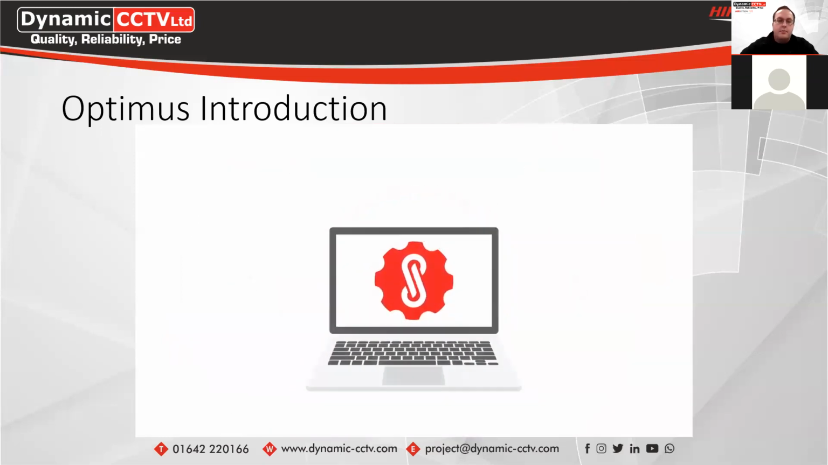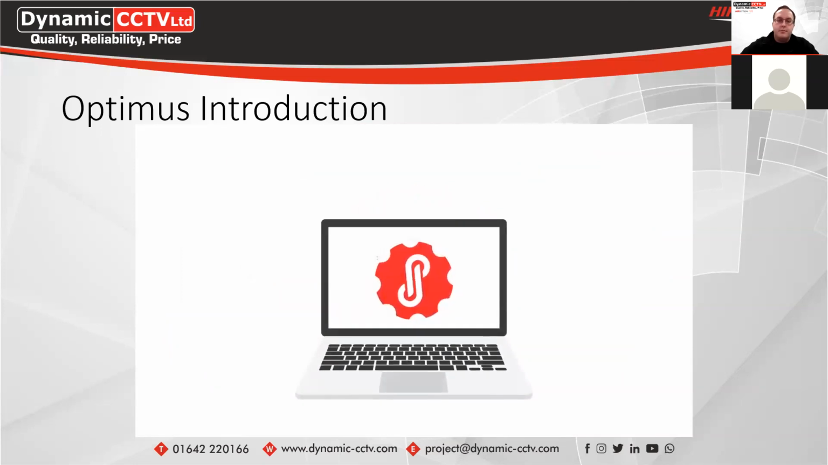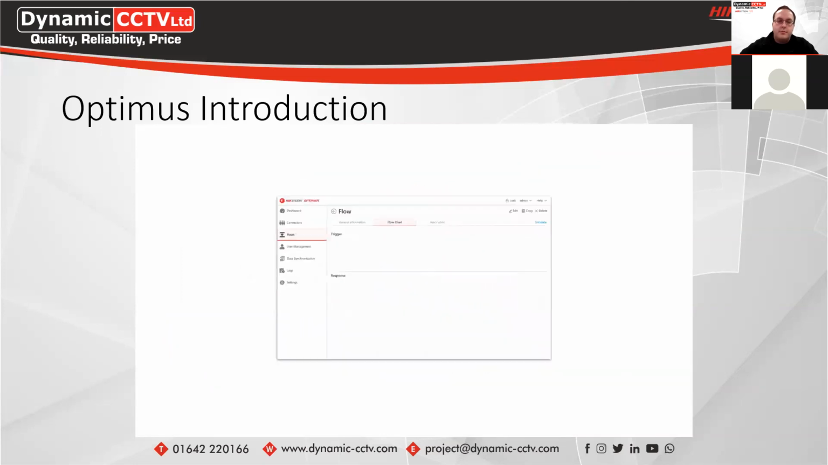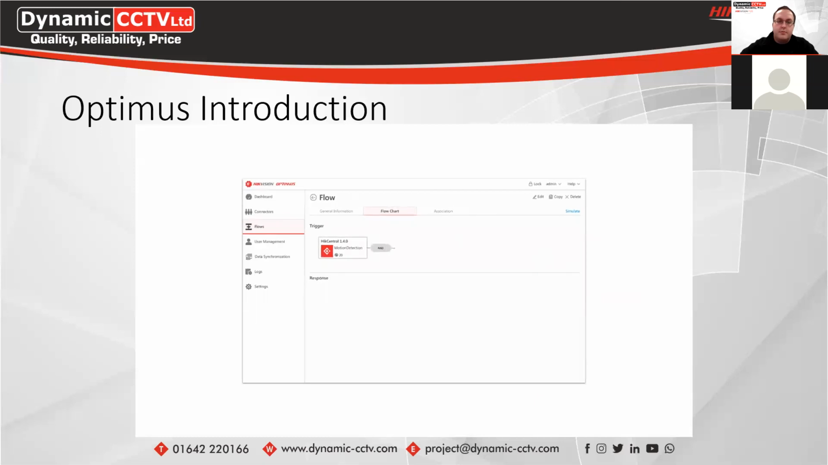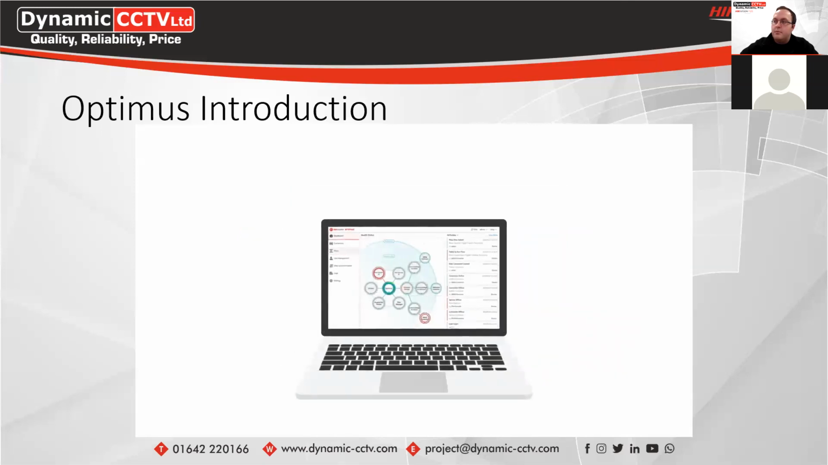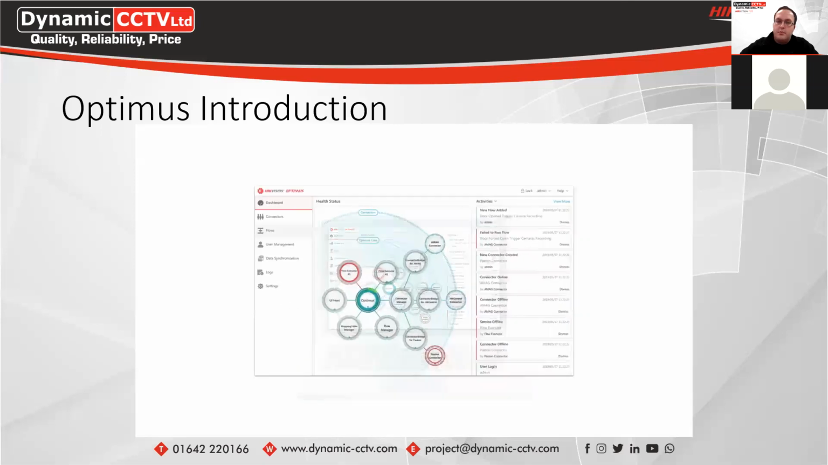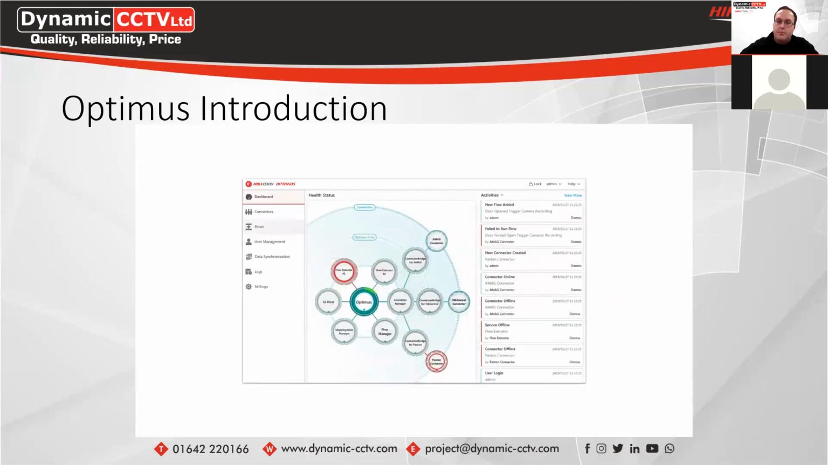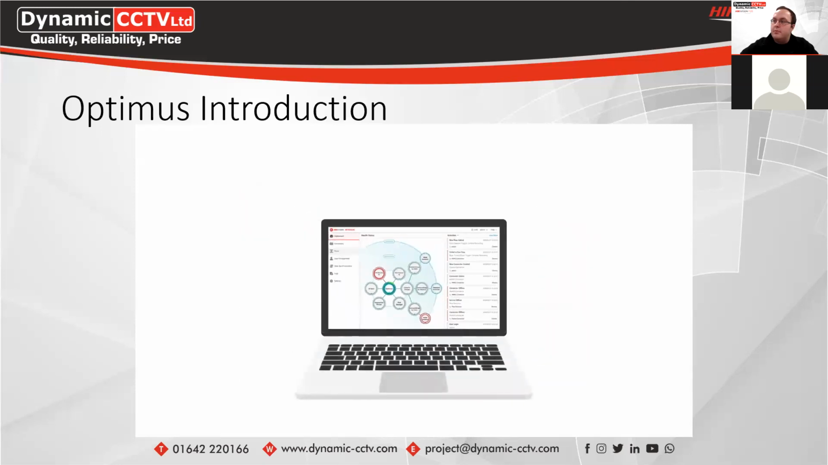So how can we configure this? Optimus offers an easy-to-use graphical user interface to build flows between HikCentral and third-party systems. You can select specific events and build conditional statements to execute the alarms. And always keep in mind that this communication is always bidirectional between the two systems. Inside the GUI, you can also view the health status of HikCentral, Optimus, its connectors, and the third-party system. And you can also see the activity level of what's happening in each of the systems. For example, you can see when a flow is being executed or when there's downtime in a system.